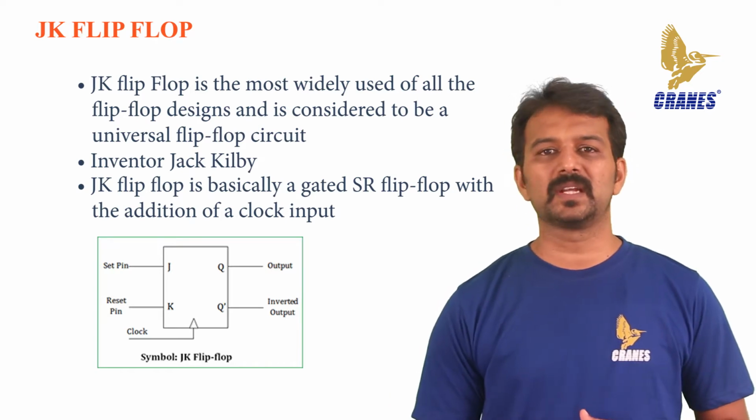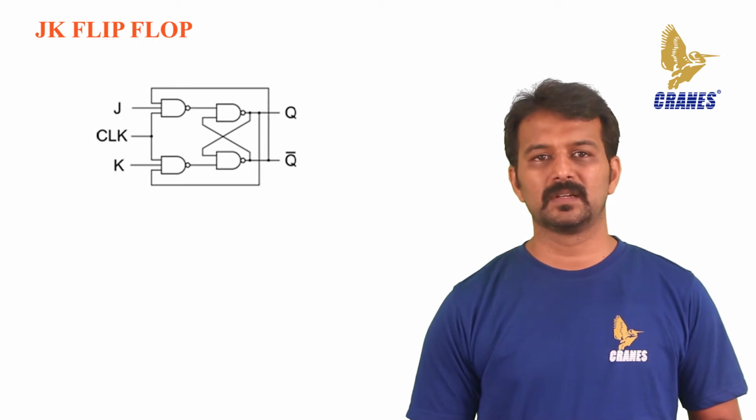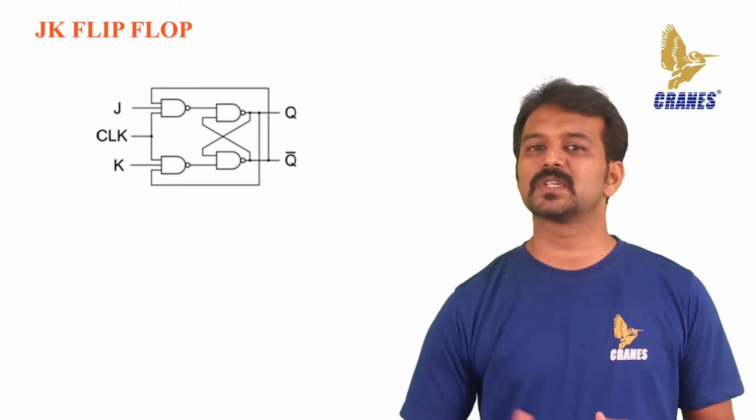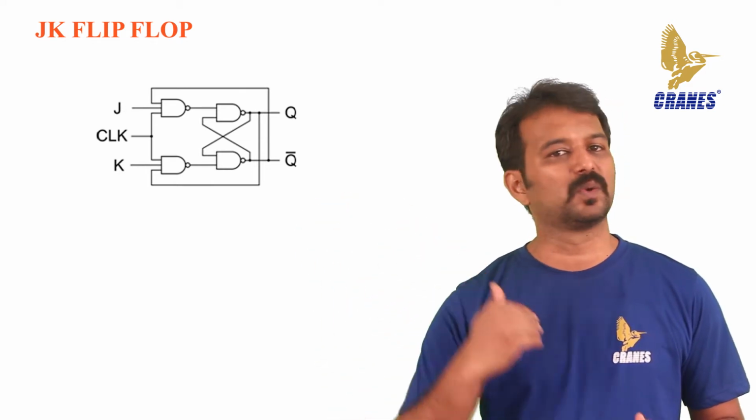When both inputs J and K have a high state, the flip-flop switches to the complement state. So, for a value Q equal to 1, it switches to Q equal to 0, and for a value of Q equal to 0, it switches to Q equal to 1.